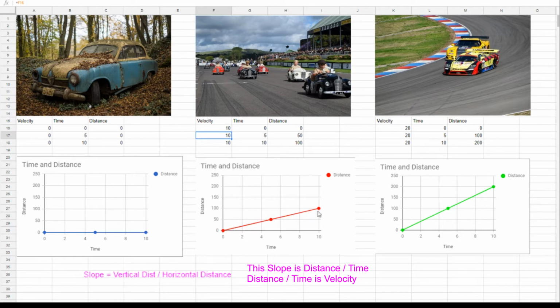And what it's telling you is that when you're plotting distance and time, the slope is velocity. The reason for it is because the vertical distance is in meters, and the horizontal distance is in seconds. And it's meters divided by seconds, which is to say meters per second, which is velocity.